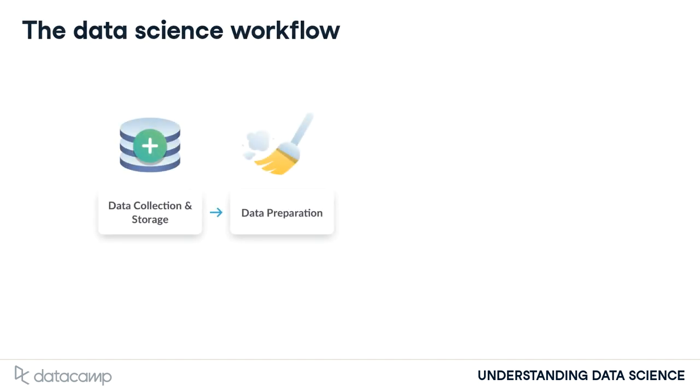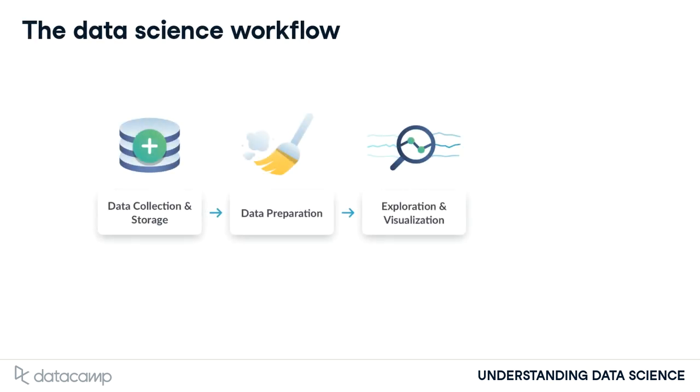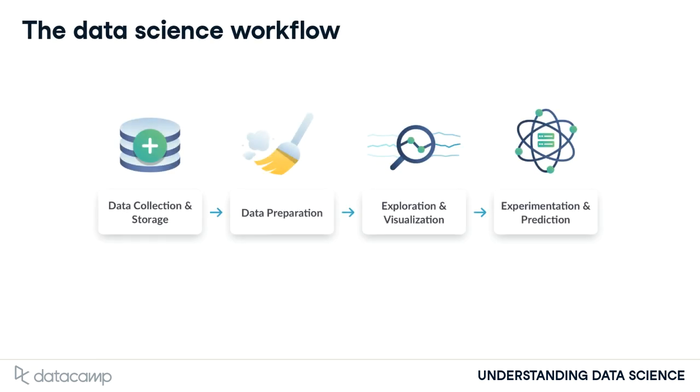At this point, data is in its raw form, so the next step is to prepare data. This includes cleaning data, for instance, finding missing or duplicate values, and converting data into a more organized format. Then we explore and visualize the clean data. This could involve building dashboards to track how the data changes over time, or performing comparisons between two sets of data. Finally, we run experiments and predictions on the data.